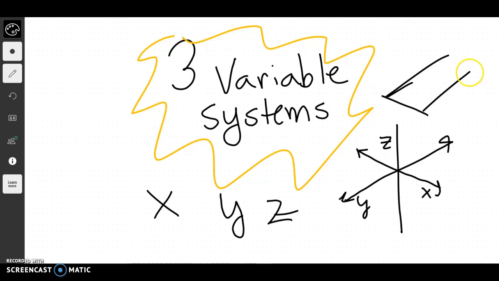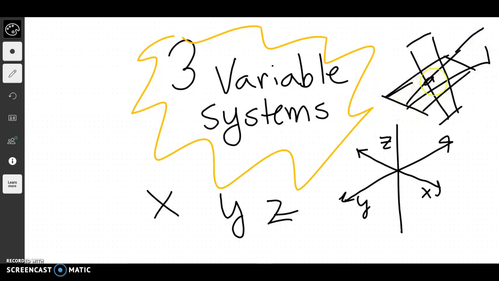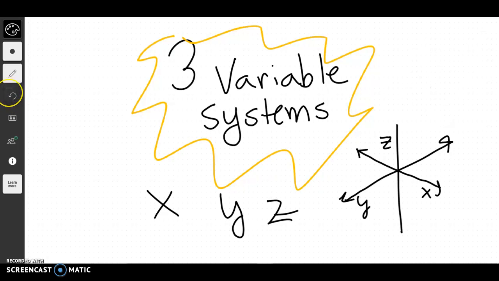Most of these form planes, and at some point you have all three of these planes intersect. Okay, so they're not the easiest thing to draw. I don't do the best job of drawing them, but solving them, the nice part is we don't have to graph them. We can use elimination or substitution. So let's look at one of these three variable systems and look how to solve it.